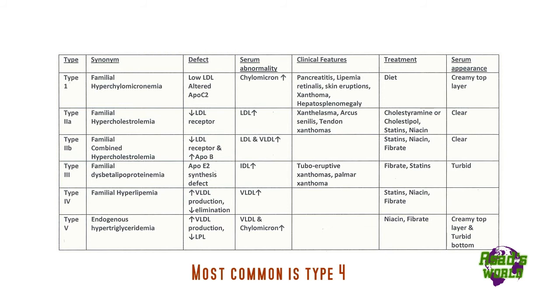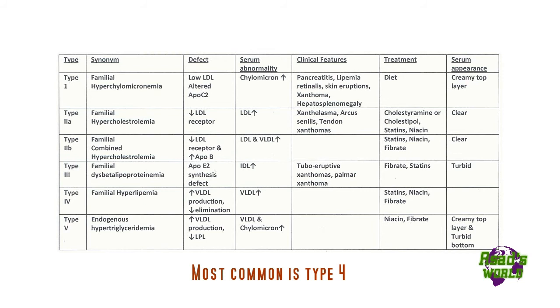Now moving to type 4, that is familial hypertriglyceridemia. There will be increased VLDL production and decreased elimination of the VLDL, and the increased VLDL will be causing your dyslipidemia. Now the treatment is by statins, niacin and fibrates.